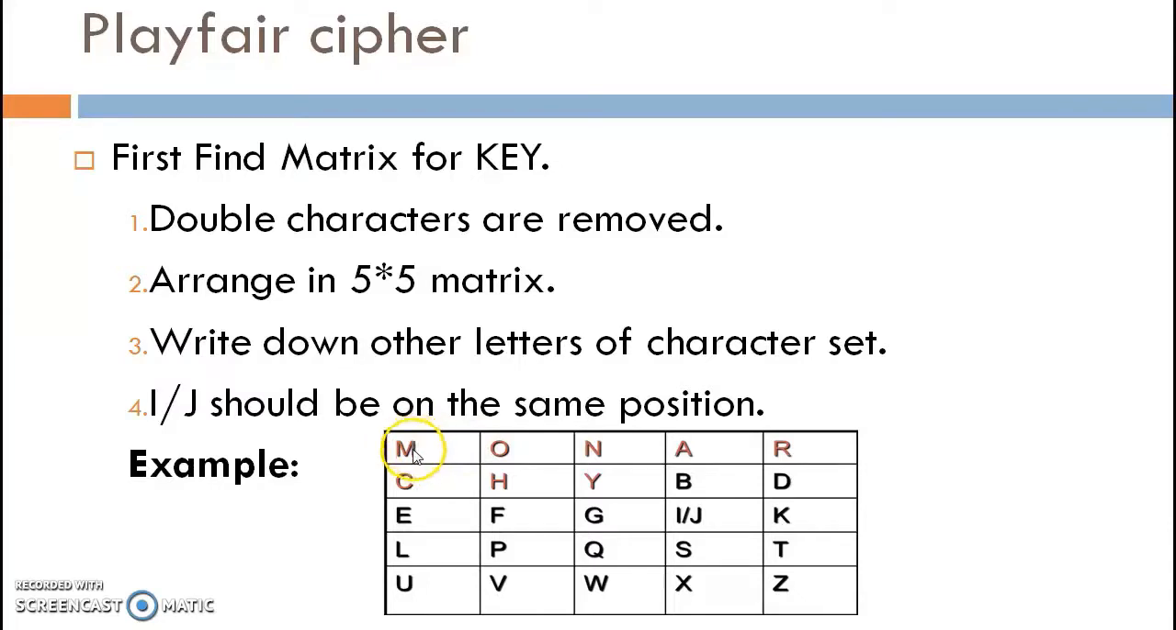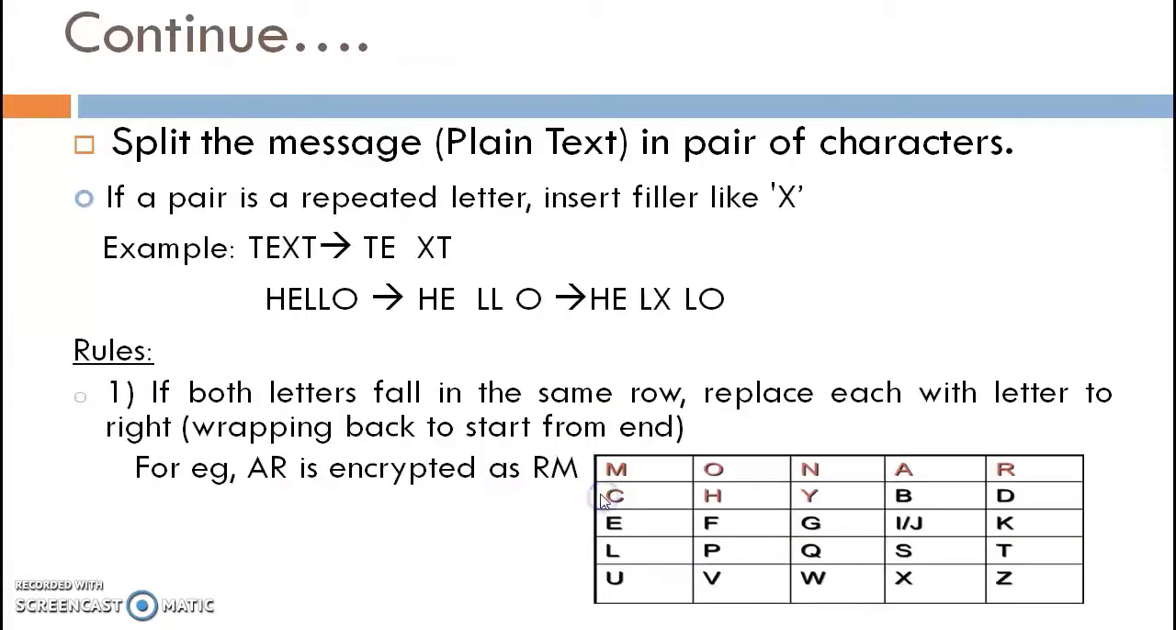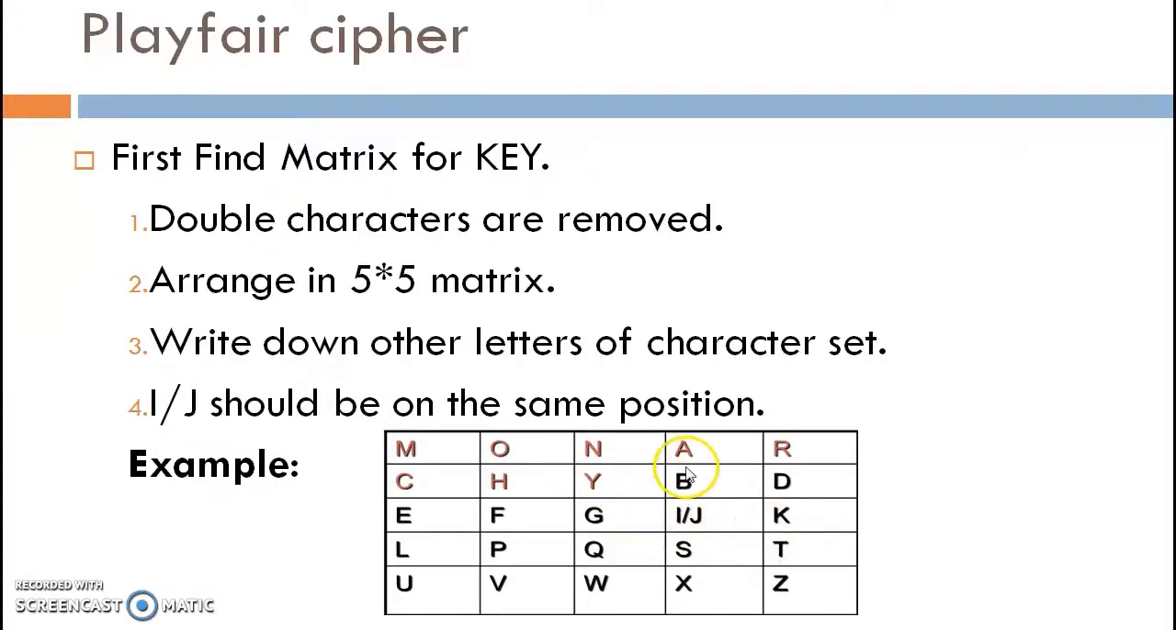Here one example is given. The key equals monarchy: M-O-N-A-R-C-H-Y. It doesn't contain any duplicate characters. So we write the key letters first, M-O-N-A-R-C-H-Y, and then the remaining letters of the character set. A is already there, so we start from B. C is in the key, so we don't repeat it. Then D, E, F, G, and H is in the key, so we don't repeat it.